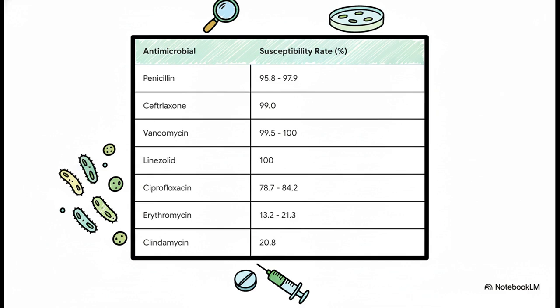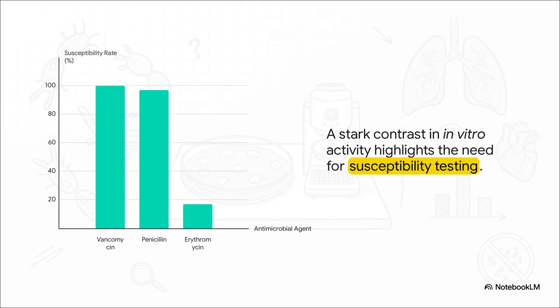But then you look at the other side of the coin, and you see widespread resistance to macrolides like erythromycin and to clindamycin. We're talking susceptibility rates that are often below 25%. It's a huge difference. This chart just makes that point so visually obvious. I mean, look at that. You have these super reliable drugs like vancomycin and penicillin way up here, and then this massive cliff dive down to something like erythromycin. This stark contrast is exactly why you have to run susceptibility testing on every single clinically significant isolate. You just can't guess.